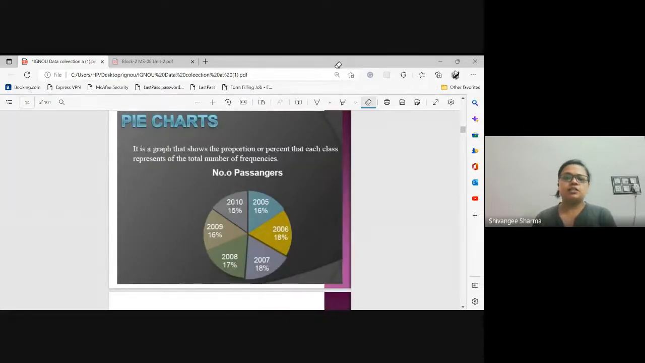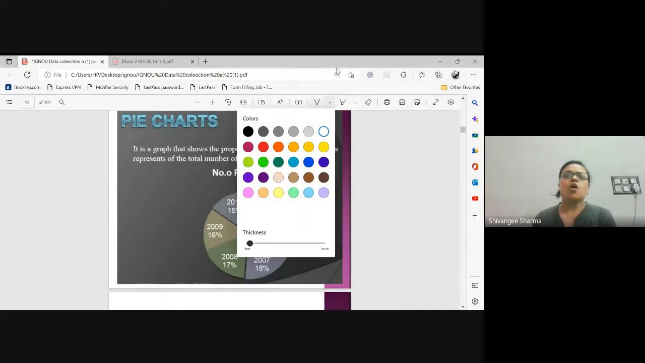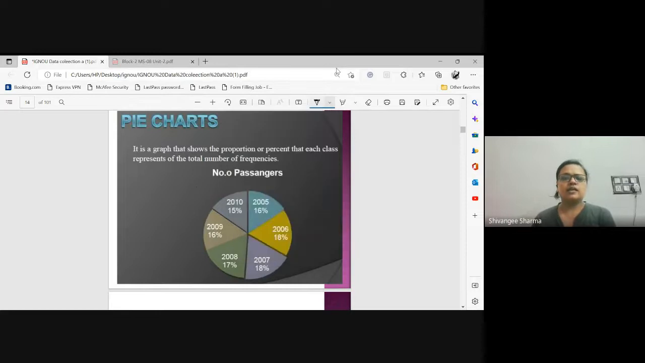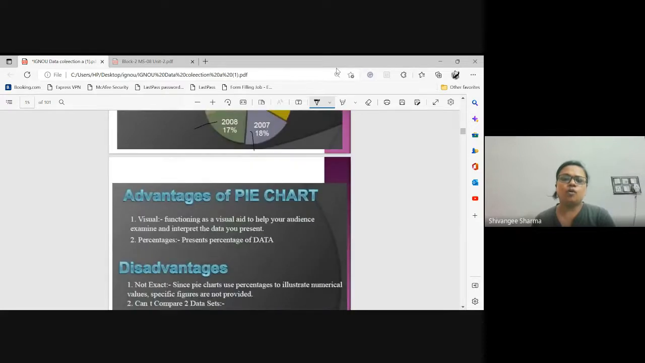Next is pie charts. When the data is in the form of percentages, or in the form of degrees like 360 degrees, 10 degrees, 20 degrees, then we use this kind of representation, which is a pie chart. This complete circle represents 100%, right? In 2005, it is 16%. In 2006, it is 18%, then 18%, then 17, and then 16%. So this is how you generally represent data in the form of a pie chart.